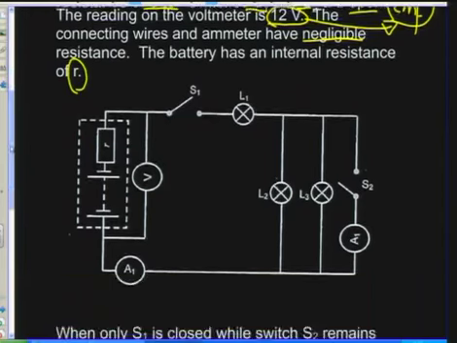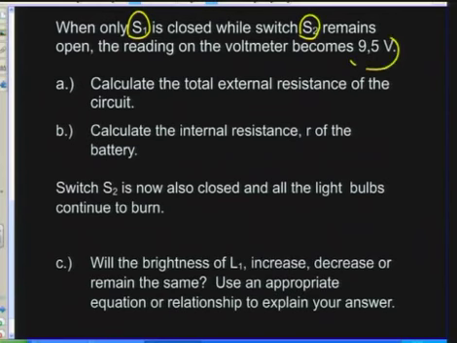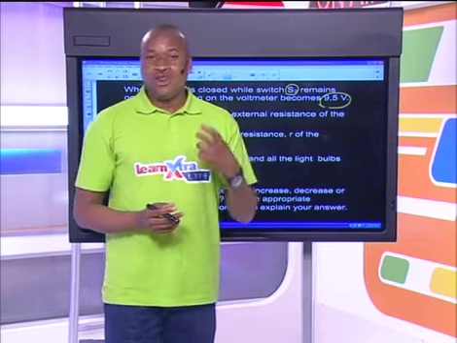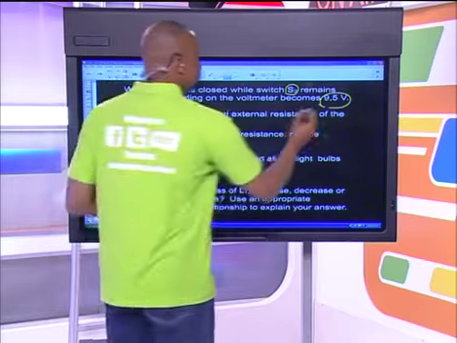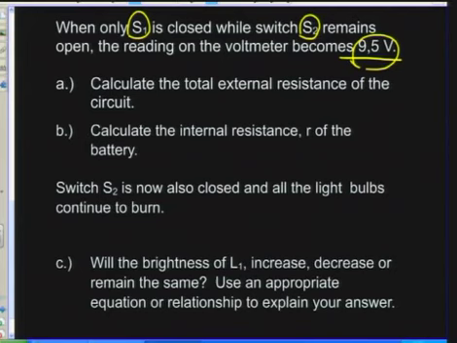Now let's just go through these questions, all of them, before we attempt answering them. When only S1, switch 1, is closed, with S2 still remaining open, the reading on the voltmeter becomes 9.5 volts, and that tells you immediately that we're going to talk about lost volts as well, because we started with an EMF of 12 volts. Now we are told when switch S1 is closed, we are down to 9.5 volts.